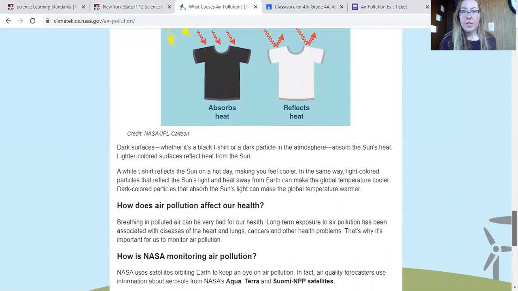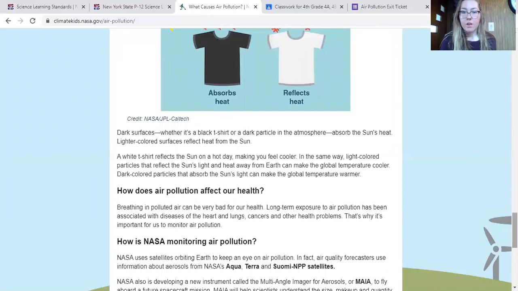So if we have lots of aerosols that are going to be absorbing that heat, that's how we talk about global warming. That's how we talk about the Earth heating, because those aerosols are catching the Earth's rays, and instead of reflecting them back into space and keeping the Earth nice and cool, they're catching it and they're holding onto that heat and they're heating up the Earth.